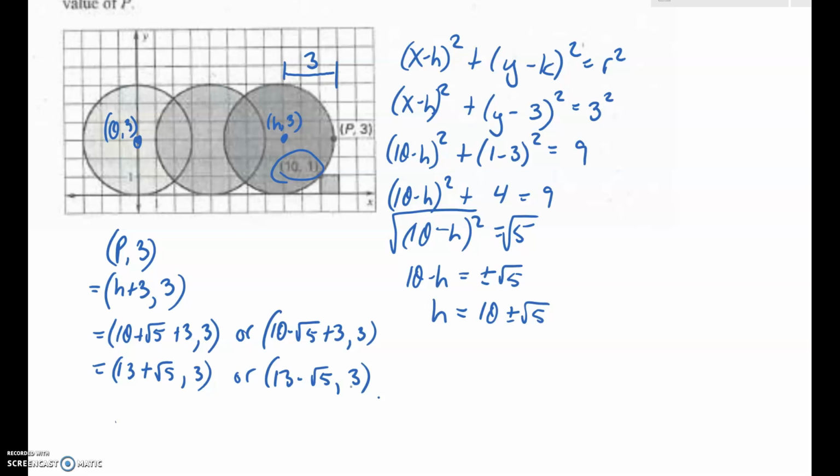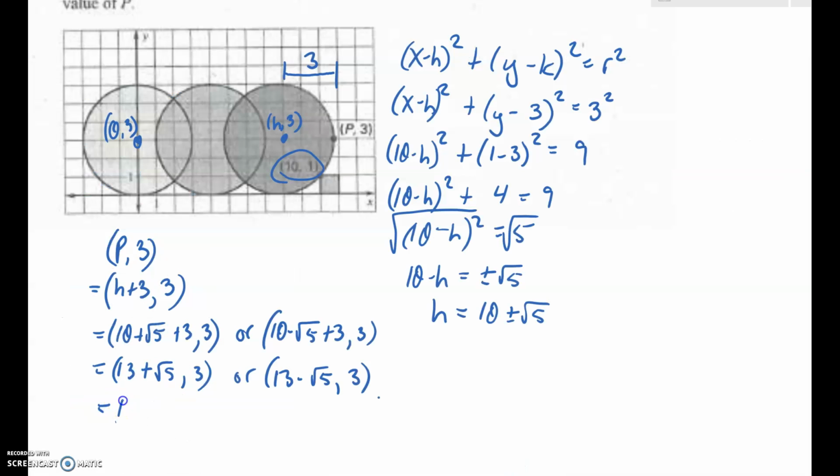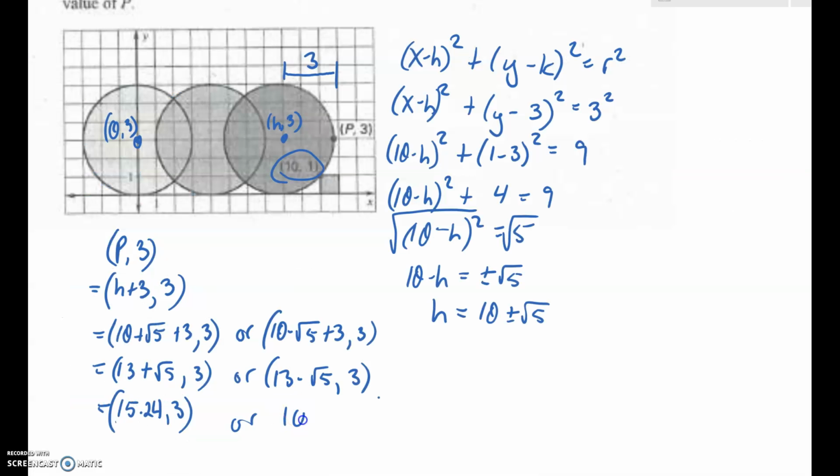One of them, the one on the left there, if I type it in my calculator and get a decimal approximation, comes out to be approximately 15.24. So when I plug that in, I get approximately 15.24, comma 3. It doesn't make sense for the diagram, because the point is going to be just to the right of 10. Doesn't make sense. But if I type in this one, the 13 minus square root of 5, comma 3, I end up with approximately 10.76. That makes more sense for what we're trying to do.